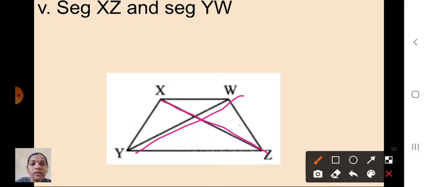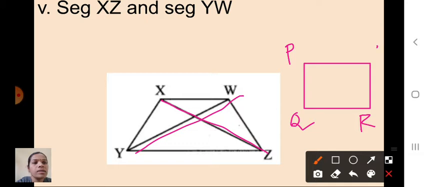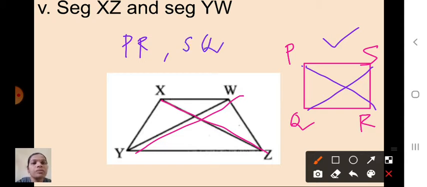Children, I will give one more quadrilateral. Can you find the diagonals of the quadrilateral? I will write the name here now: PQRS. Can anyone say what the diagonals of this quadrilateral are? This is one vertex. The opposite vertex is this one. So segment PR and this one segment SQ. These two are the diagonals of this quadrilateral. Children, I hope you understood now.